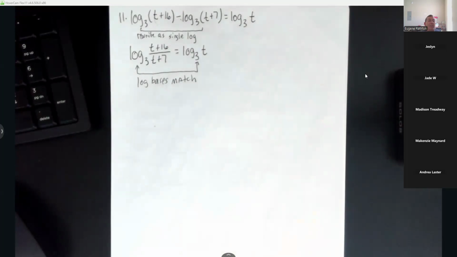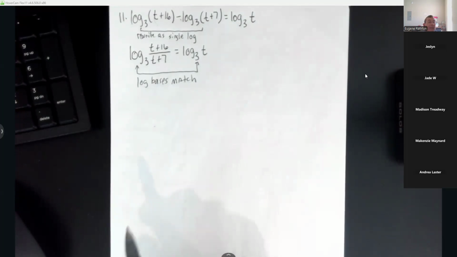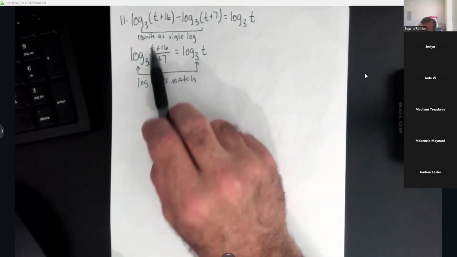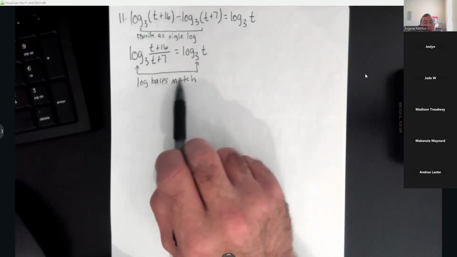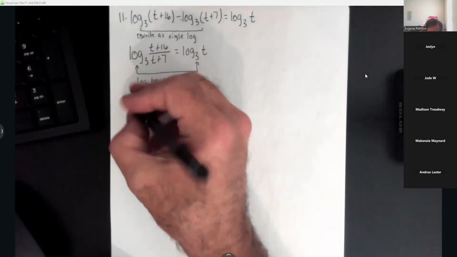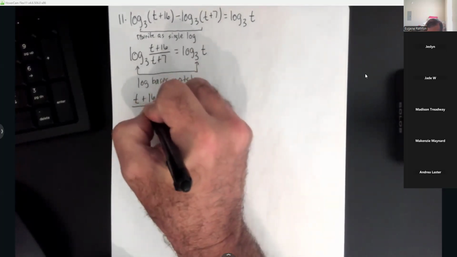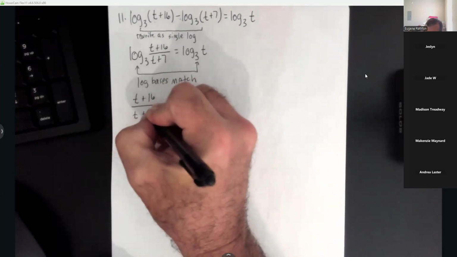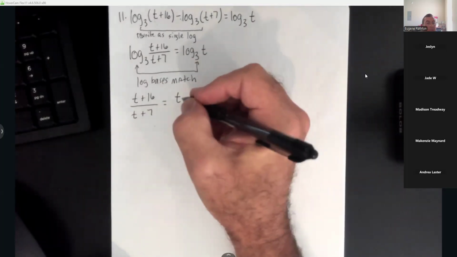So Jessa, this is where you're going to do that m equals n stuff, right? You got your log bases matching. So now I know that this result equals this result since my log bases match. So I know (t plus 16) over (t plus 7) is going to equal that t.